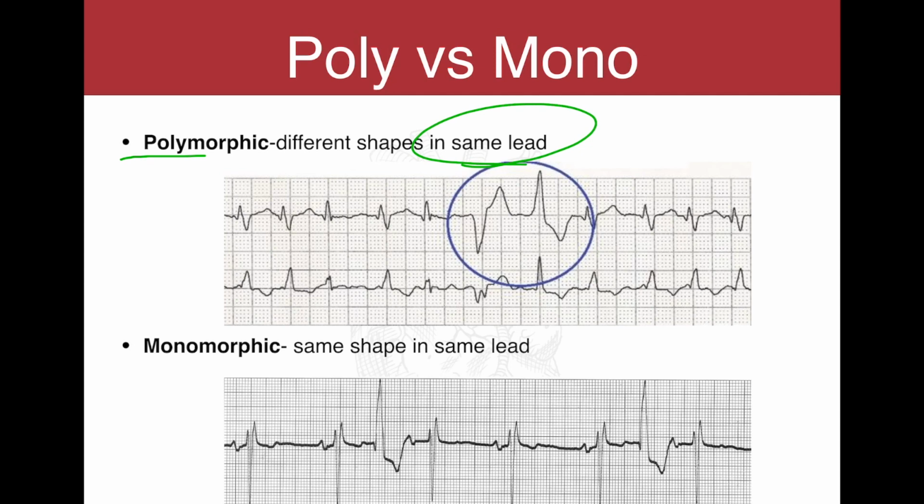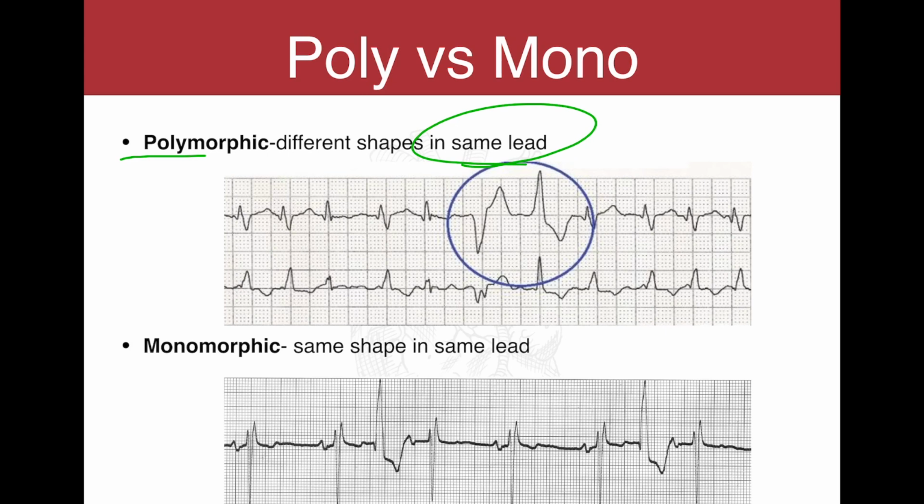So we need to look in the same lead in order to determine whether or not the PVCs are polymorphic or monomorphic. As you can see in the blue circle here, one of the PVCs has a downward deflection, the other one is an upright or positive deflection.